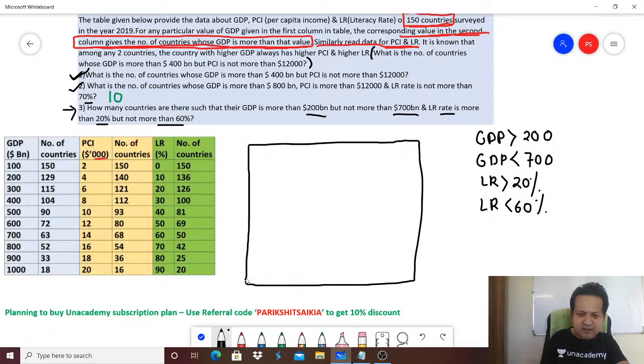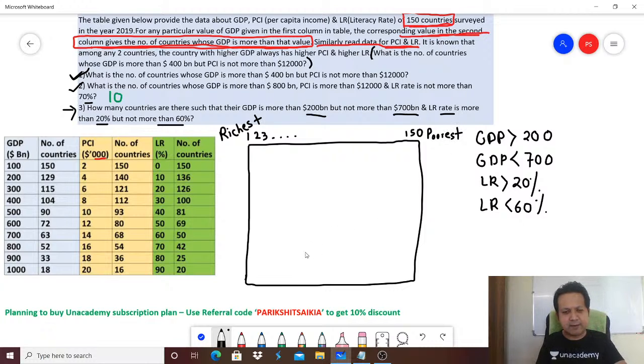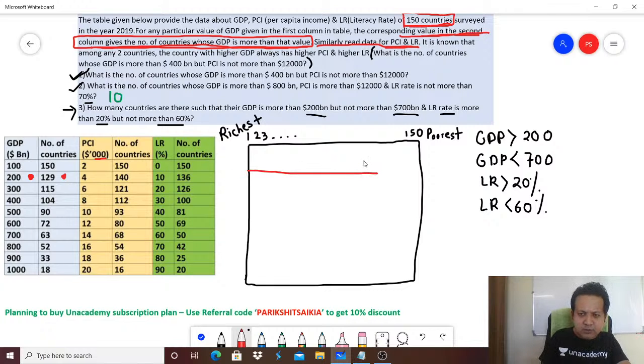Let's start. Remember how many countries I have surveyed? 150 countries. So let's put them in order: 1, 2, 3, dot, dot, dot, till 150. This is my richest country, the Americas, and these are my poorest countries, like the Pakistans. Perfect? Let's start. GDP is greater than 200. How many countries? A total of 129 countries. So obviously, these are the top countries, the richest countries of the world. The top 129 countries of the world have a GDP greater than 200.